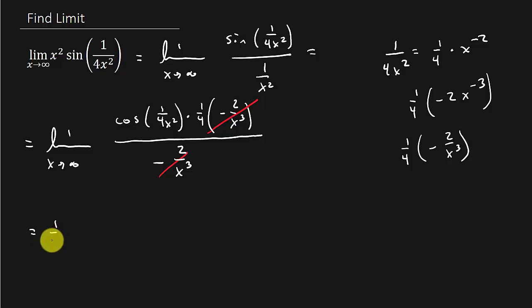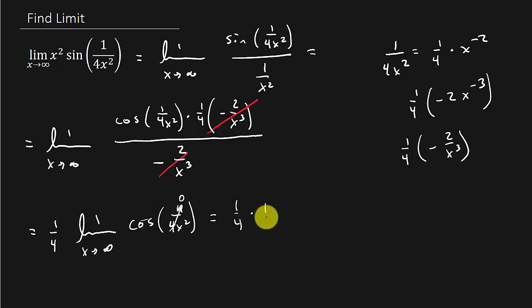So this is going to be 1/4. I'm going to take this 1/4 and bring it outside the limit. That's the limit as x goes to infinity of cosine of 1 over 4x squared. And then what happens here? As x goes to infinity, this fraction in here is going to 0, and we know the cosine of 0 is 1. And so we get an answer of 1/4.